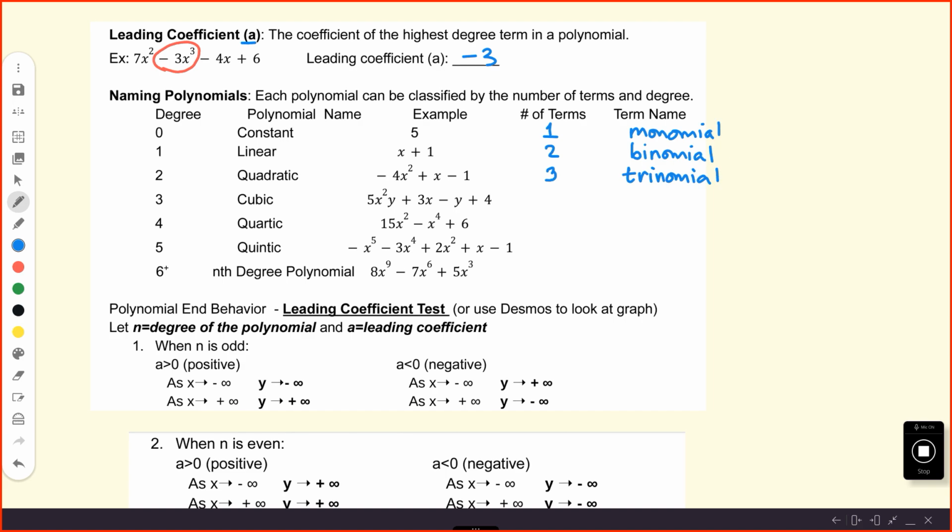Now, cubic: if the highest degree is 3 in your polynomial, it's cubic. But why don't we have a 3 here? Because in the first term we have 2 variables, and to find the degree, we add the exponents of the variables if you have 2 or more. So 2 plus 1, that's why it's 3. How many terms do we have here? We have 4. If we name the polynomial based on the number of terms, if you have more than 3, it's just a polynomial.